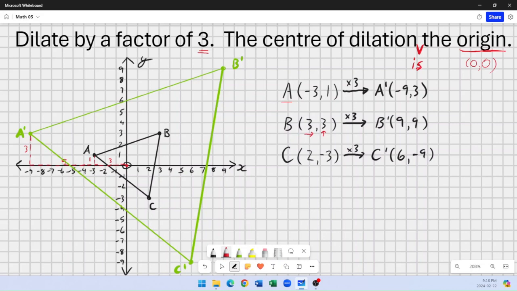Just to keep it together, remember that when we dilate, we have a scale factor. That's always going to be given to you, with how much you have to multiply your coordinates by, or how long the lengths have to be. Once you do that, you can figure out the image points and then draw your object.